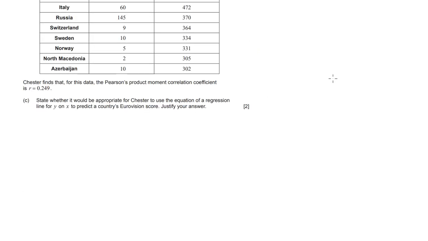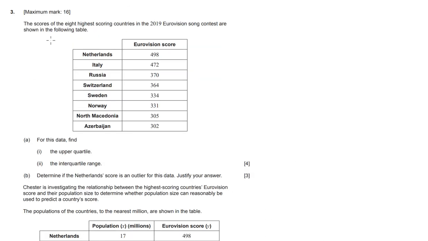Let's take a look at number 3. Number 3 says the scores of the 8 highest scoring countries in the 2019 Eurovision Song Contest are shown in the following table. We have all that there. For the data, find the upper quartile and the interquartile range.